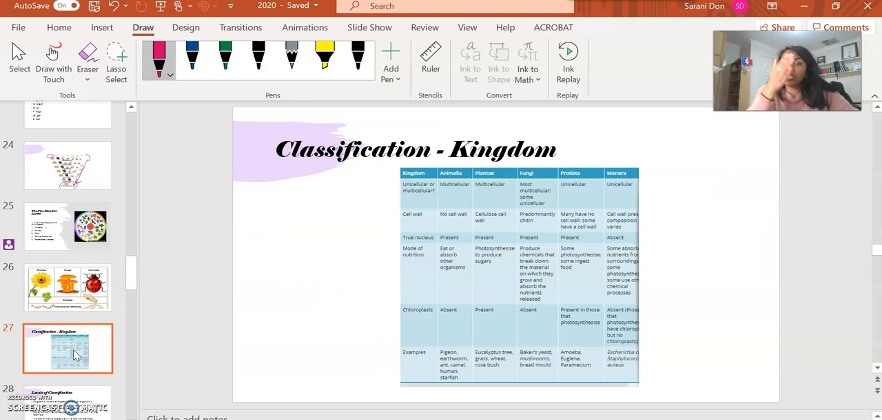So this table is very important. This goes through each of the kingdoms and the differences. For example, as you can see, the plant cells and the animals, those groups, are multicellular, which means they are made up of multiple cells. You don't need to memorize this table, just have a read of it and see the differences, because if you're able to identify what organism belongs to what, this table will help you a lot.